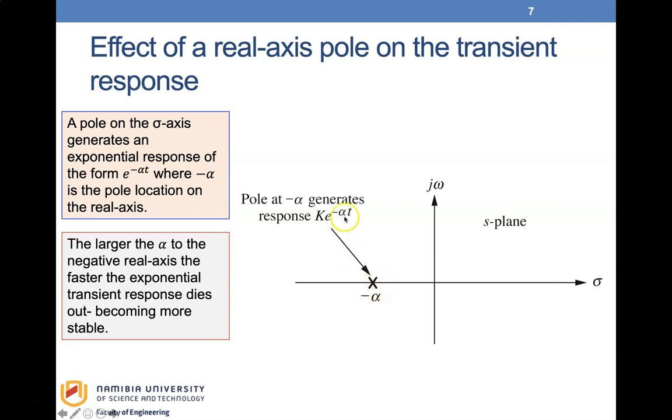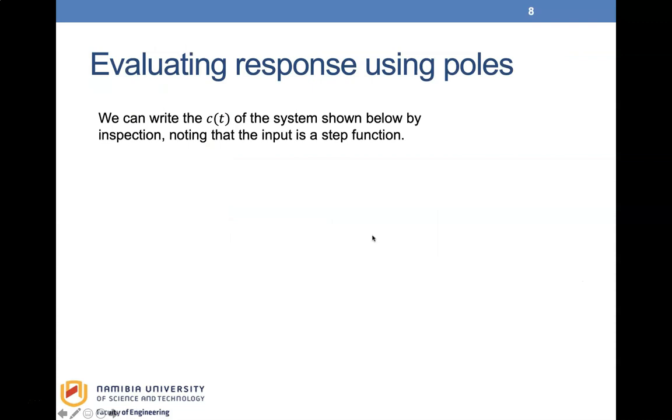Because if you have a minus alpha, if alpha is large, you will find that the exponential will die off very quickly, so it will just go up and die off very quickly. So the larger the alpha, the more stable your system, or in other words, the further away your pole is from the imaginary axis, the more stable your system will be.